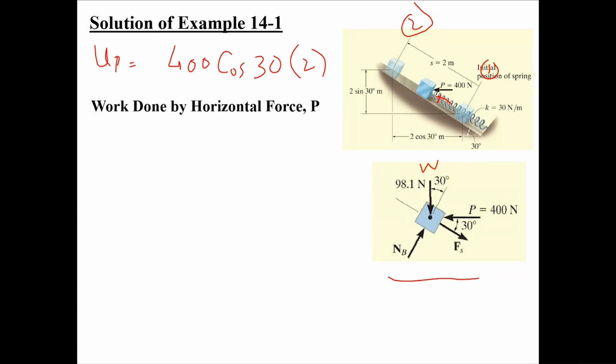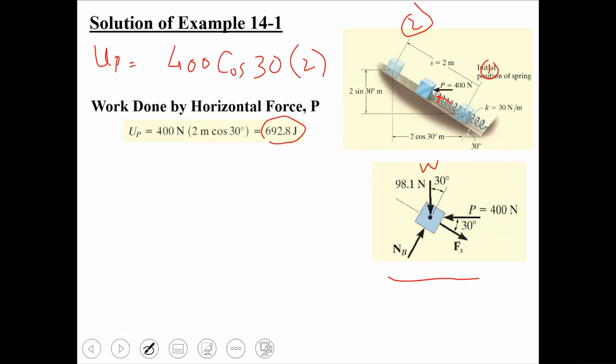So UP should be equal to 400 cos 30 into 2, or 400 into 2 cos 30, whichever way you want to interpret it. So the work done comes out to be 692.8 joules. ये आपके पास work done आ जाएगा due to this applied force. Any query regarding this work done due to applied horizontal force P? कोई query तो नहीं है किसी की? No, sir. Okay, moving towards the second force, which is the spring force.